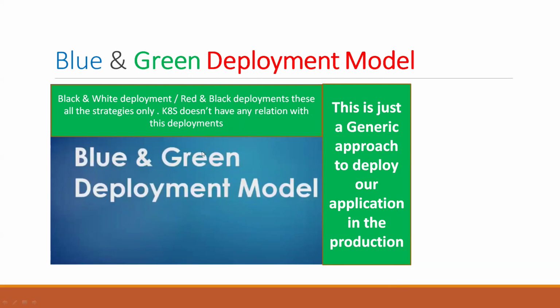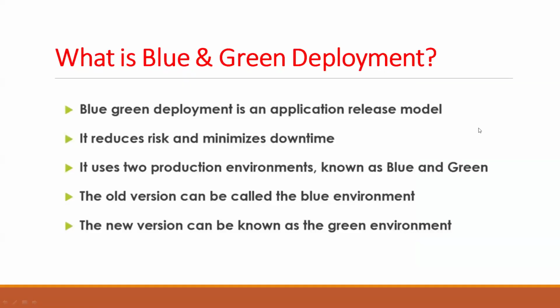For our own purpose we are creating blue and green deployments. This is just a generic approach to deploy our application in production. So what is blue and green deployment? Blue and green deployment is an application release model. Yesterday we saw how applications are released. This deployment is an application release model. It reduces the risk and minimizes the downtime.